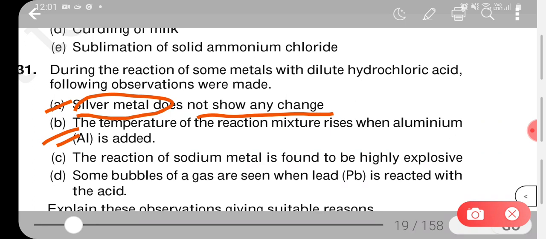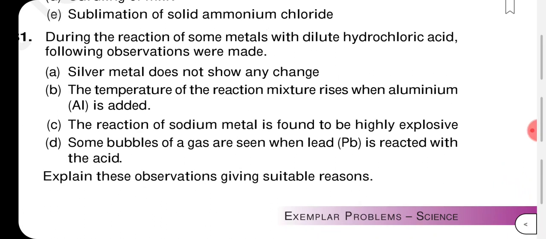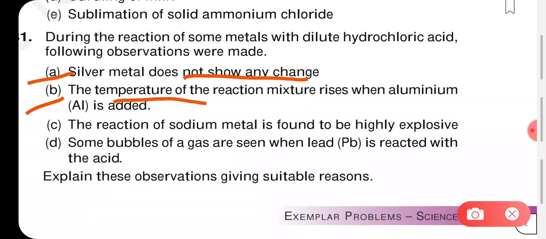In this question you have to give the reason for the observation. Like in the first one, silver is a noble metal, so it is not reacting; that was the reason it does not show any change. Similarly, in the second one, the temperature is rising. Why is it rising? The reason is that heat is being liberated. Because of the liberation of heat, the temperature has risen.